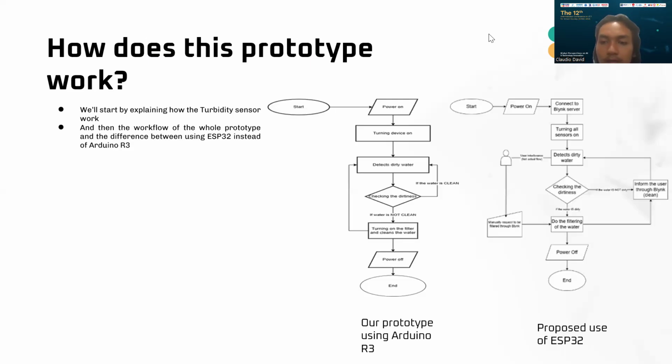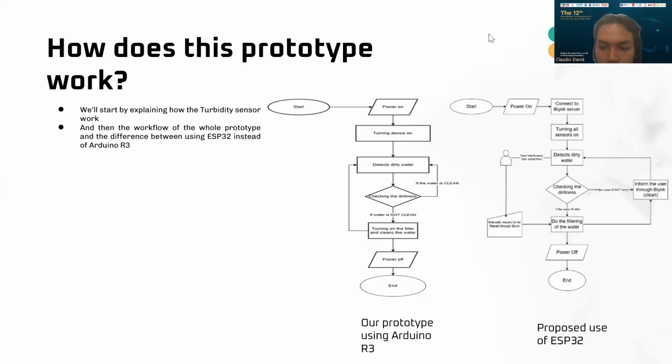If the water is dirty, it will conduct the same process again from the first, by turning on the water filter, and it will inform the users of the water level and also the turbidity percentage. Hence, it can also take a manual request to the filter through Blynk because of the dirtiness level.